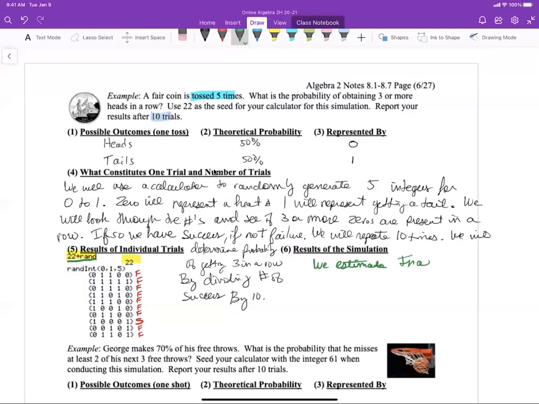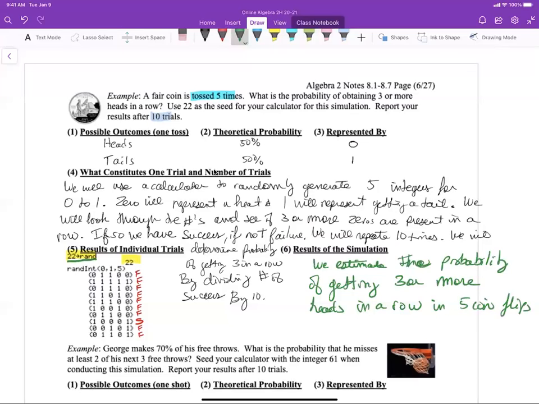And then the results of the simulation are that we estimate the probability of getting 3 or more heads in a row and 5 coin flips to be, how many do we get?